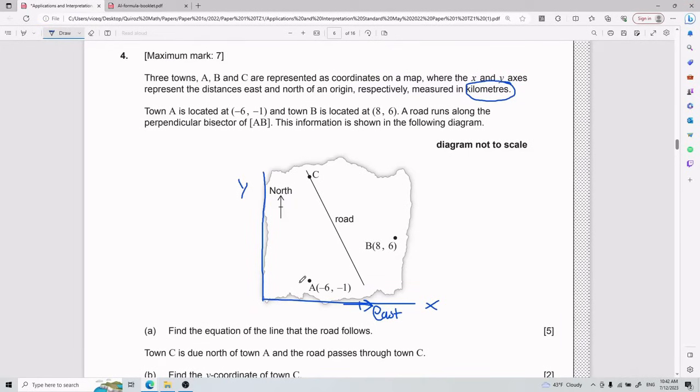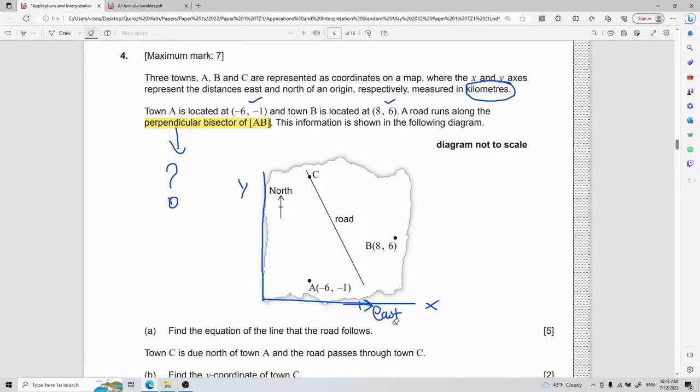Town A is located at (-6, 1). That is this here. Town B is located at (8, 6). That is this here. And we have a road that runs along the perpendicular bisector of AB. This information is shown in the following diagram. Perfect. So before we jump into part A and part B, what is a perpendicular bisector?